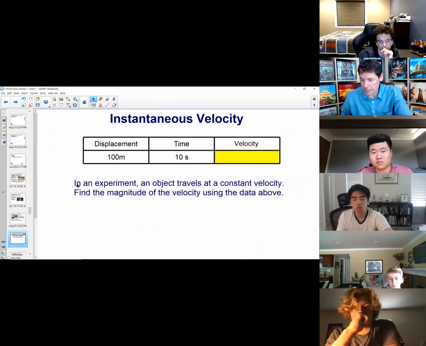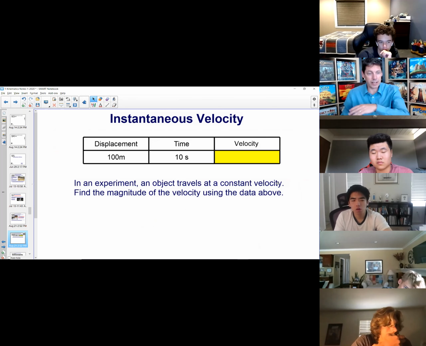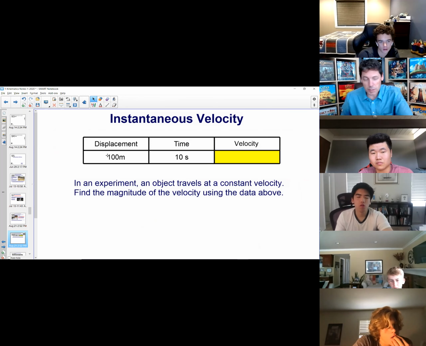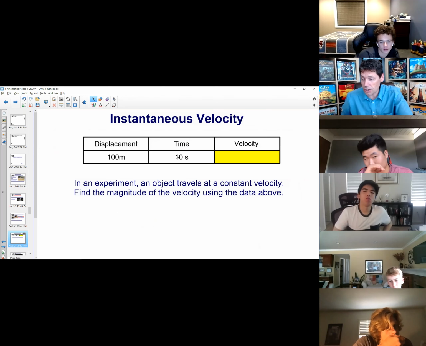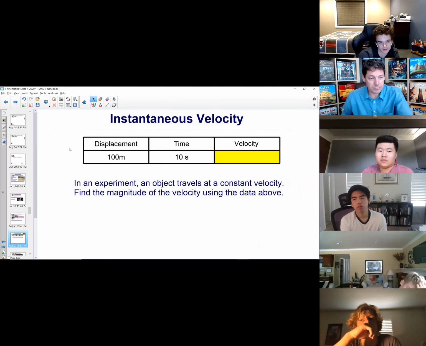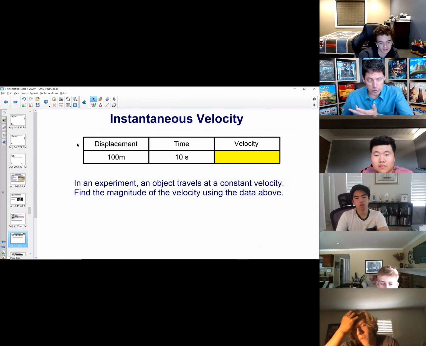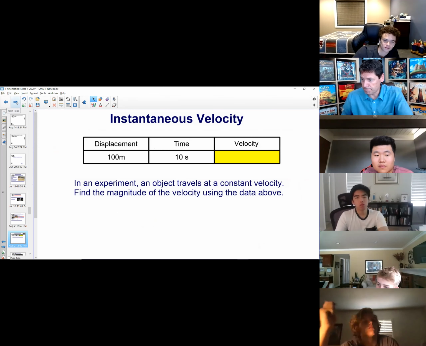So here it says, in an experiment, an object travels at a constant velocity. So whatever we were doing, it was moving at a constant rate the whole time. And we measured its displacement after 100 meters. It took 10 seconds. So what was the velocity based on this data? 10 meters per second, presumably in the positive direction, right?